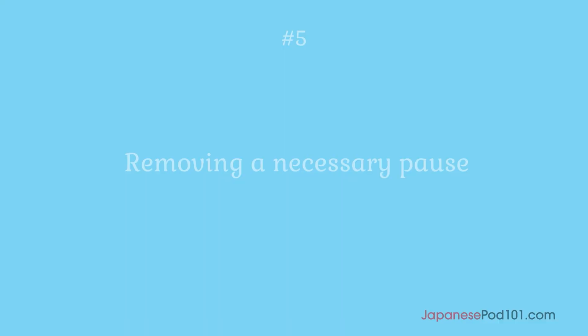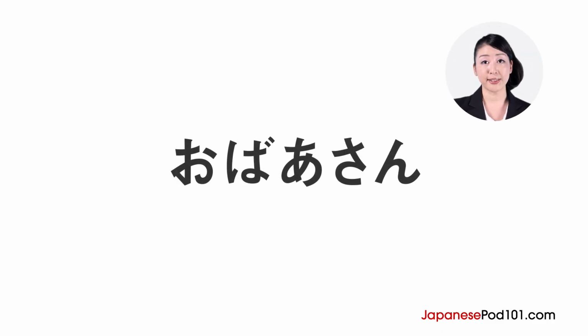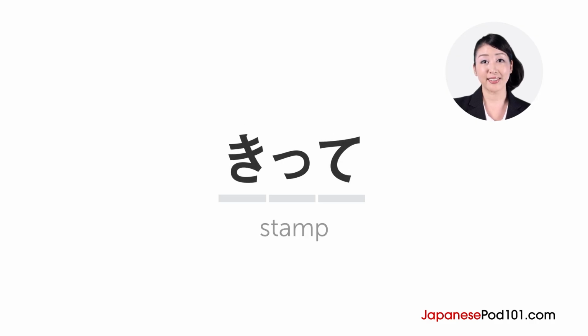Number 5. Removing unnecessary pause. Remember the issue with Japanese long vowels? It's a timing issue, so you should use claps to measure time. To achieve the necessary pause in Japanese, the speaker pauses for 1 clap in between the syllables. This is best illustrated with an example. How about these words? Kitte, stamp. Kitte, kitte. Did you notice that there is a pause in the middle? The pause needs to take 1 clap.